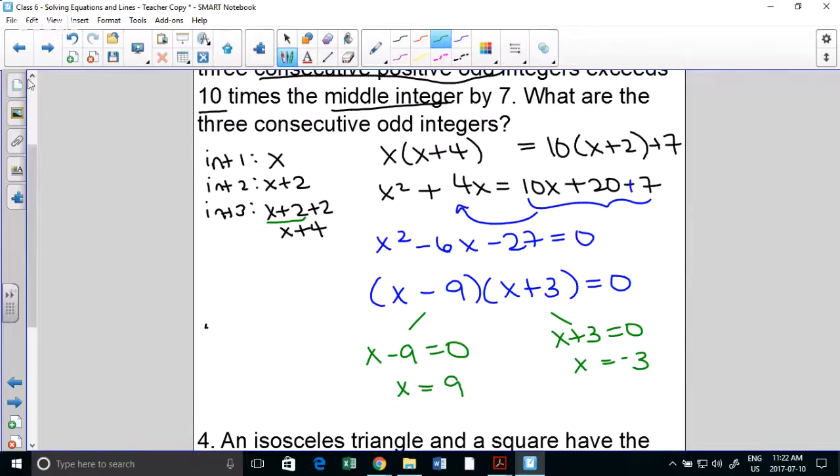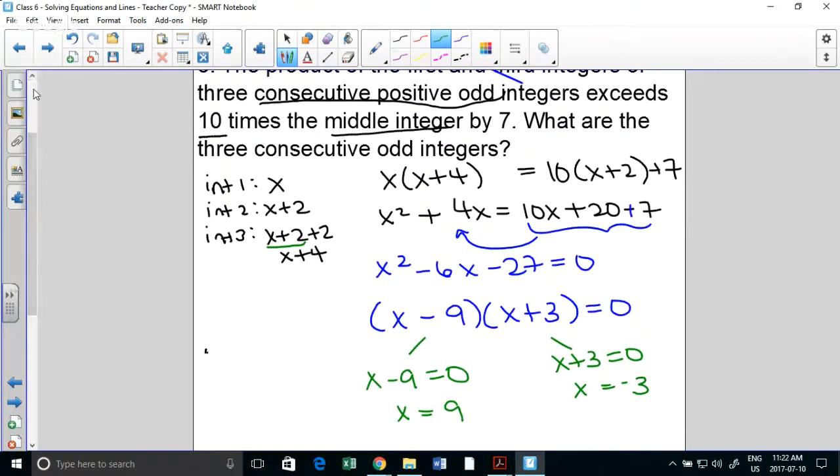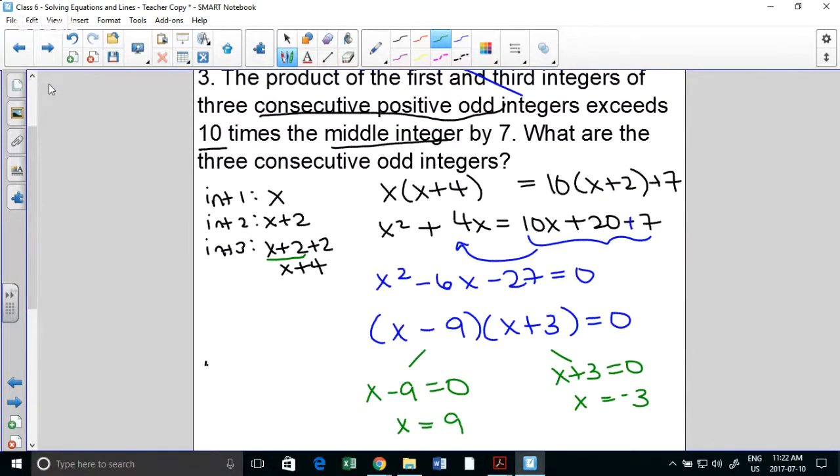Now I have to look at my answers in the context of the question. So, yep, both of these are integers. Yep, both of these are negative. But it says the product of the first and third integers of 3 consecutive positive odd integers. So this says positive. -3 is not positive, meaning my x is 9. So this is 9. This is 11, and this is 13.